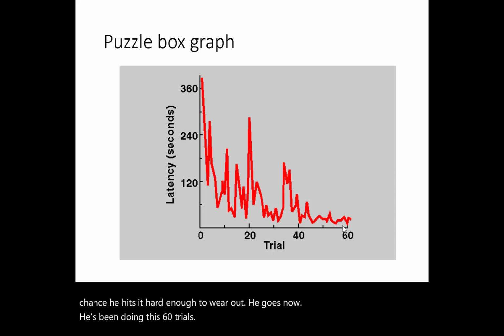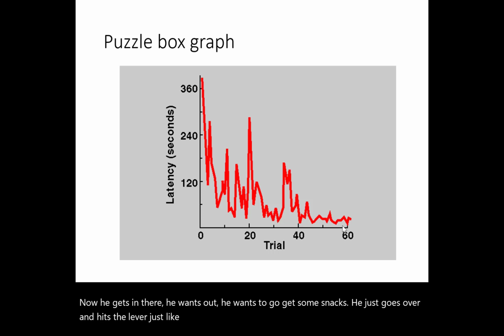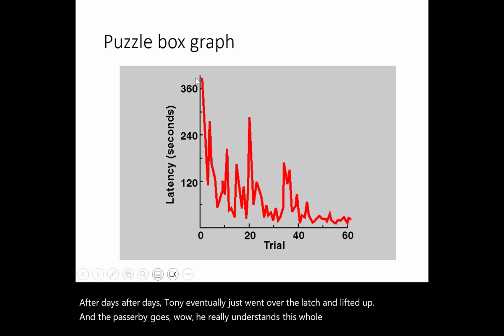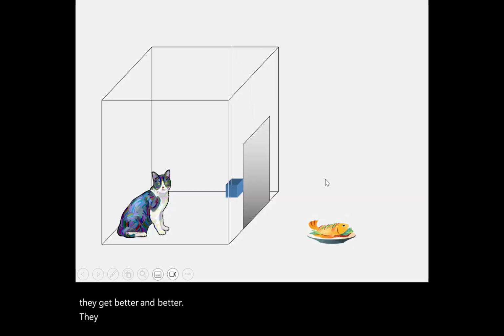Now he gets in there. He wants out. He wants to go get some snacks. He just goes over and hits the lever. Just like Tony the dog. After days, Tony eventually just went over to the latch and lifted up. And the passerby goes, wow, he really understands this whole mechanism. No, you didn't see the fact that it took him a lot of trial and error, and eventually they get better and better. They modify. This is an acquisition function.